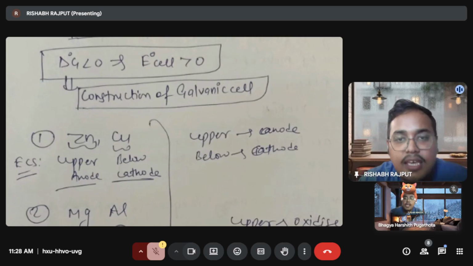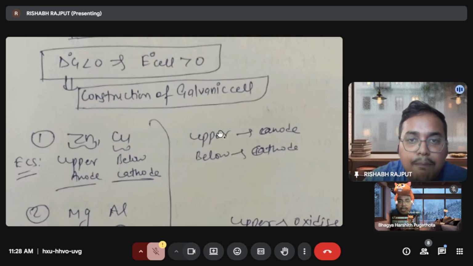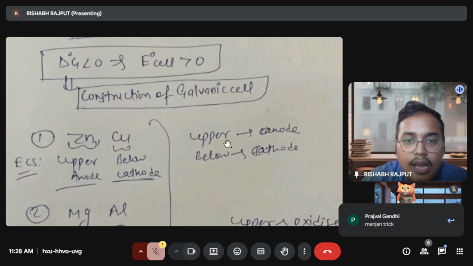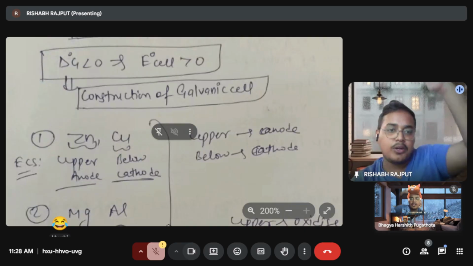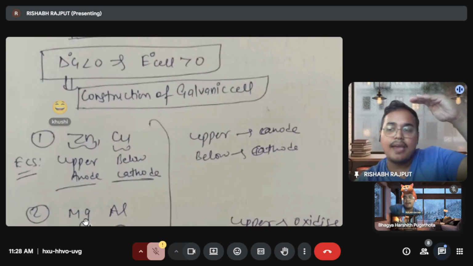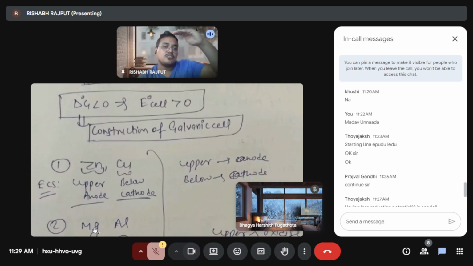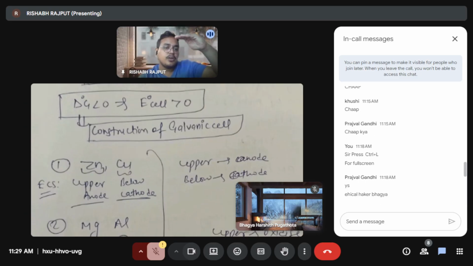You can see here I have also written that the upper part will become the anode and the below part will become the cathode. Why? Because the upper part will oxidize and the below part will reduce. So if you follow the electrochemical series, magnesium is above aluminum. That is why magnesium behaves as the anode and aluminum behaves as the cathode.